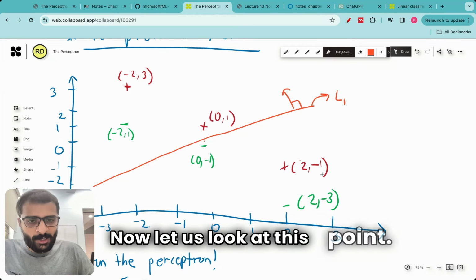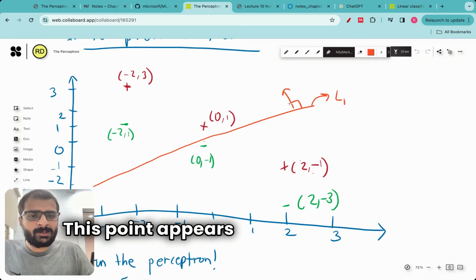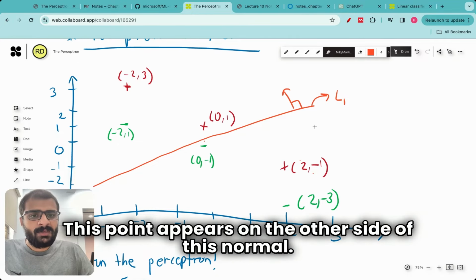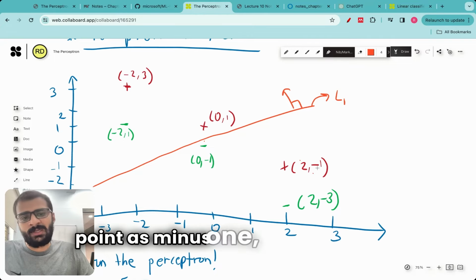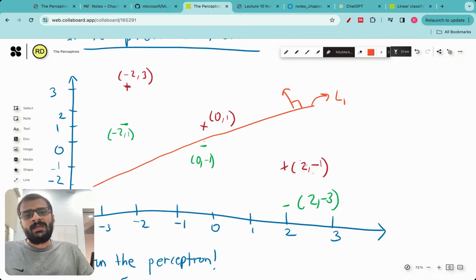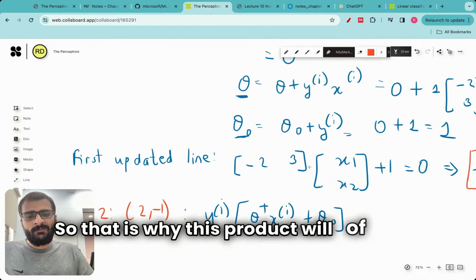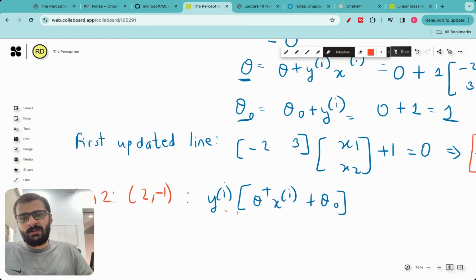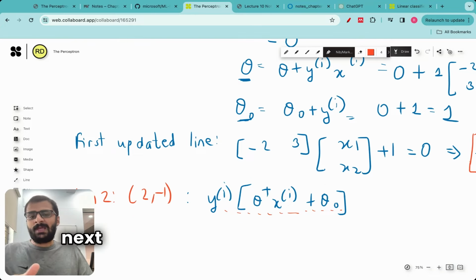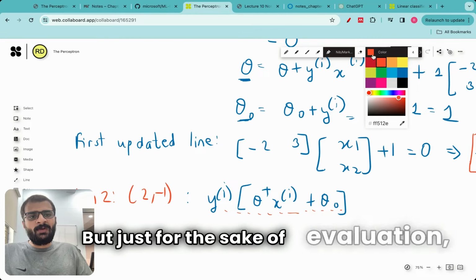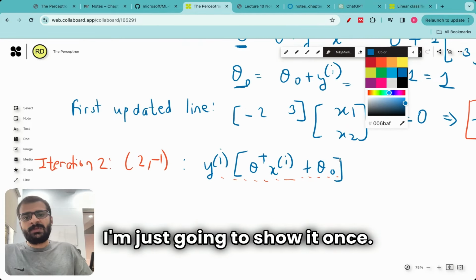Now let us look at this point. This point appears on the other side of this normal. So the current hypothesis will classify this point as minus 1, which is wrong. So that is why this product will of course be negative. You don't even need to evaluate it. You can directly move to updating theta and theta naught. But just for the sake of evaluation, I'm just going to show it once.